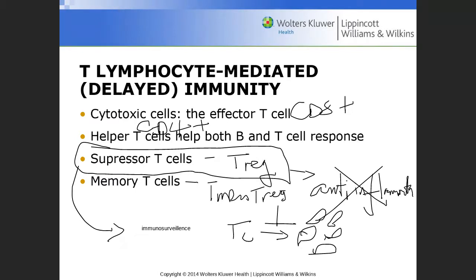So dysfunction of the Treg cell can lead to autoimmune disease. This is one of the 4 hypotheses that cause autoimmune disease.